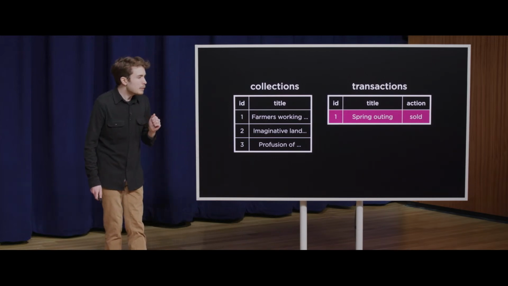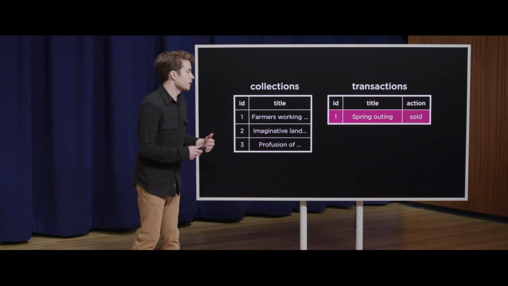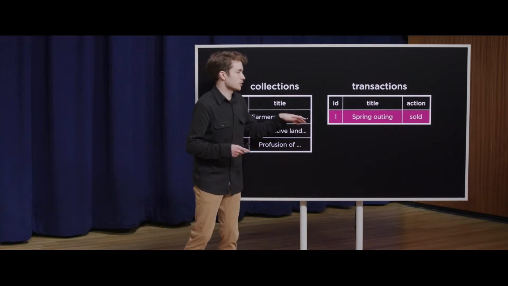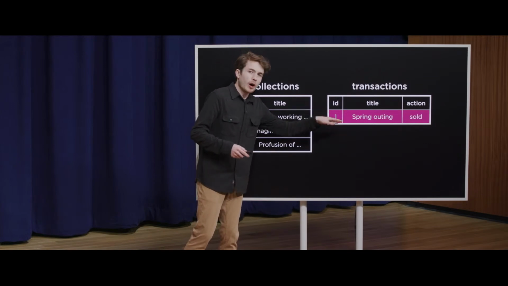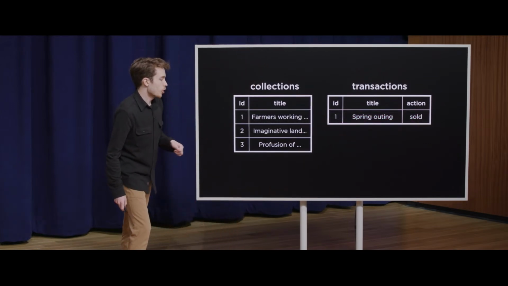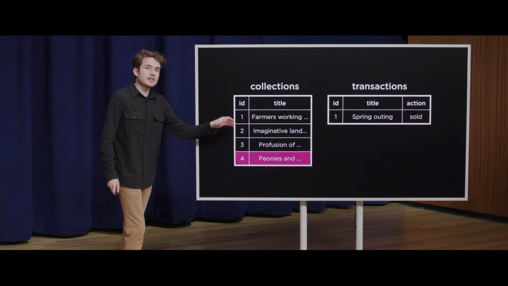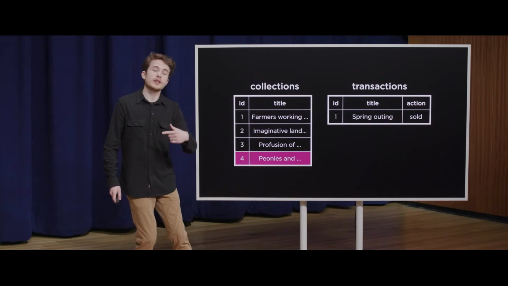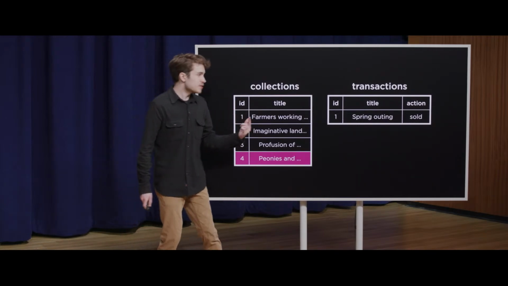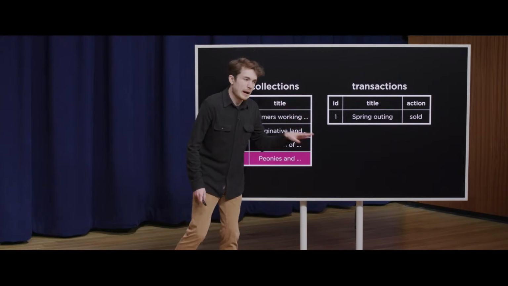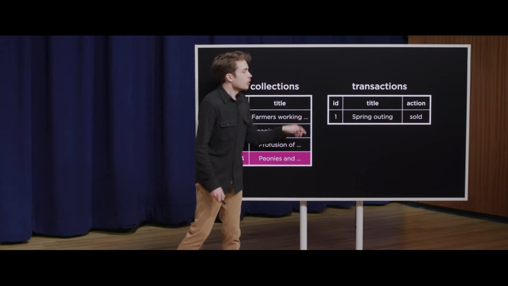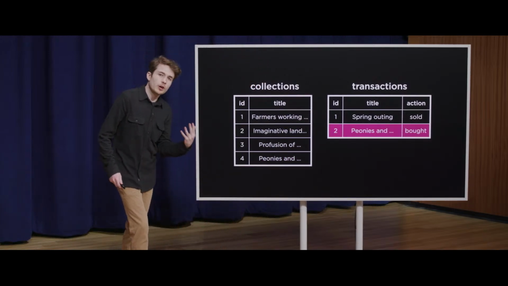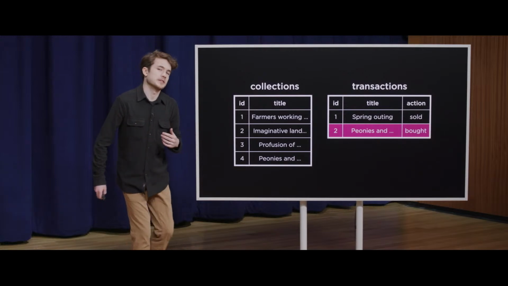Let's think too, maybe the museum acquires some piece of artwork. Maybe they actually add something new to their collection. We want that to show up in our transactions as well with the action of bought. Well, let's try it. I could probably add a new row here. I could say, let's add peonies and butterfly to my collection here. Now, if I have the appropriate trigger, I could run an insert into on transactions automatically that would insert this same title with the action of bought, thereby keeping a log of all of our sold pieces of artwork and all of our bought pieces of artwork.